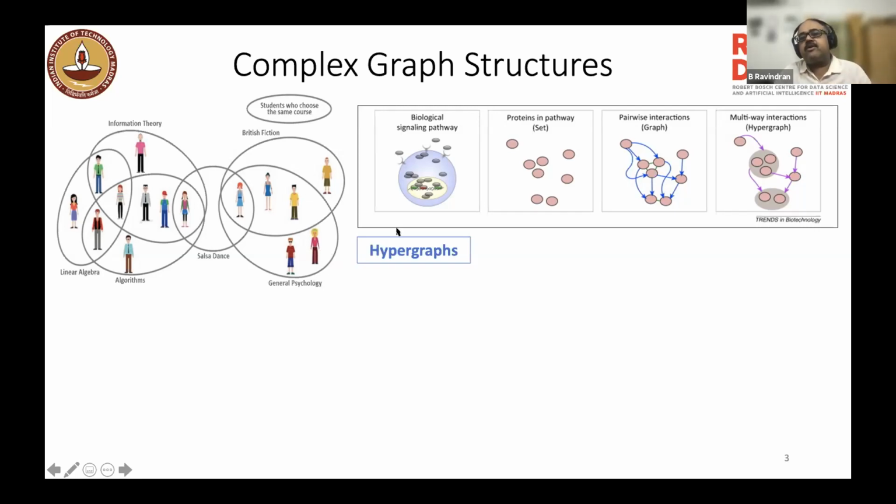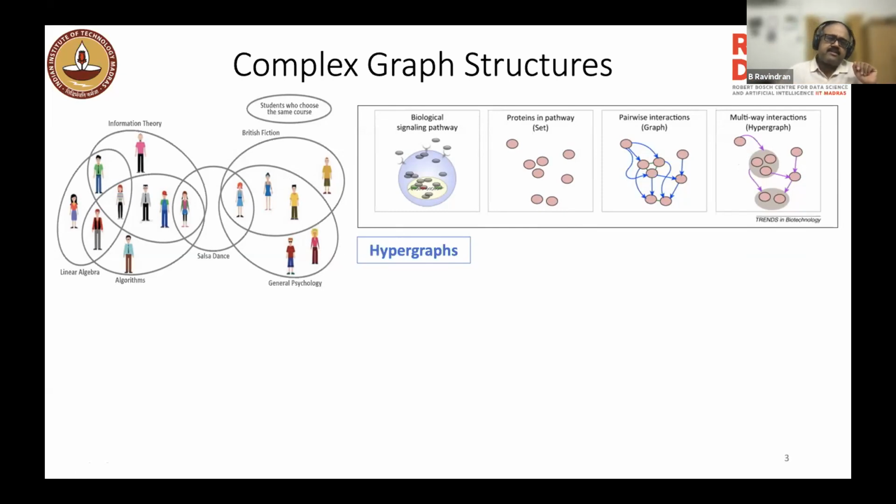So apart from that kind of a toy example, it also comes up in a lot of biological phenomena. For example, when I'm looking at modeling signaling pathways, I could actually model them as pairwise interactions using a graph, but typically there are more than 2 proteins involved in a specific pathway, in which case I will model them as a hypergraph with all these proteins being connected through a single edge. So there are a lot of such natural phenomena which lend themselves to hypergraph modeling.